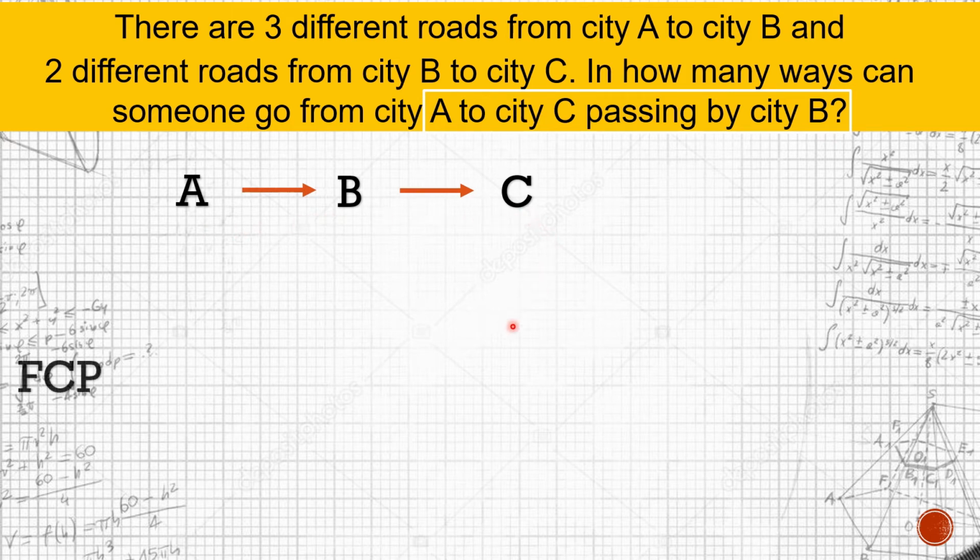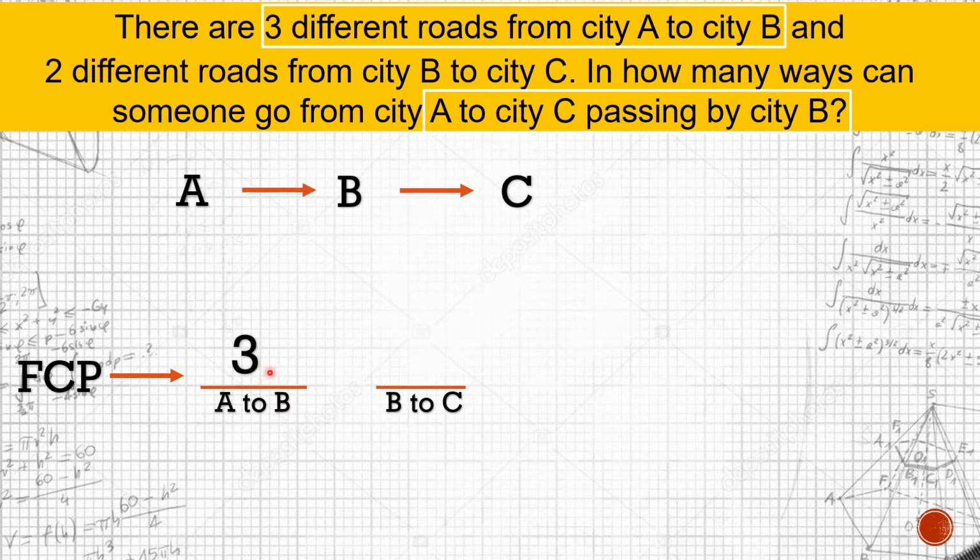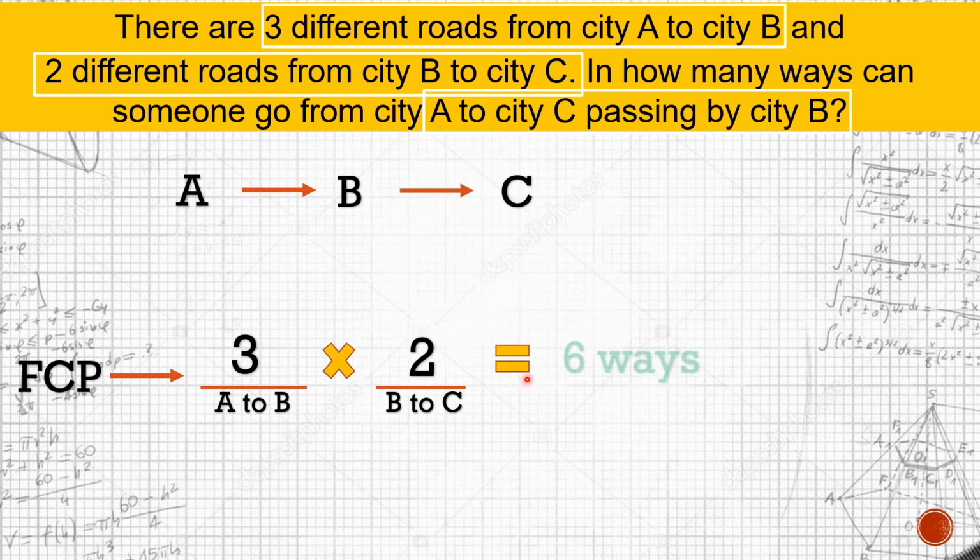So, first, identify muna natin yung mga independent events. Una, CTA to CTB, ilang ways yon. Tapos, CTB to CTC, ilang ways yon. So, CTA to CTB, we have 3 ways. CTB to CTC, we have 2 ways. So, multiply lang yan. It means we have 6 ways to go from CTA to CTC passing by CTB.